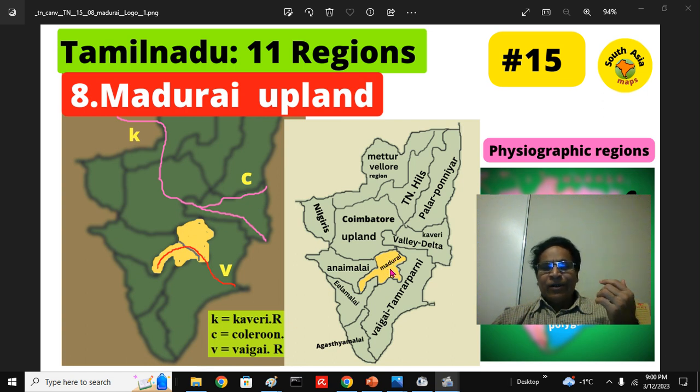Even though it's called Madurai Upland, Madurai town is not in the Madurai Upland. Actually, that is in the Vaigai Tambraparni basin, southern part of the Carnatic region. This is the Carnatic seaboard. But due to historical region and district, the name Madurai-Dindigul or Madurai Upland is given. The landmarks are the sacred Cauvery river, its tributary Coleroon, and the river Vaigai, the major river that winds through this region.